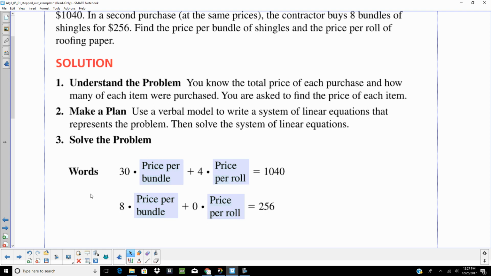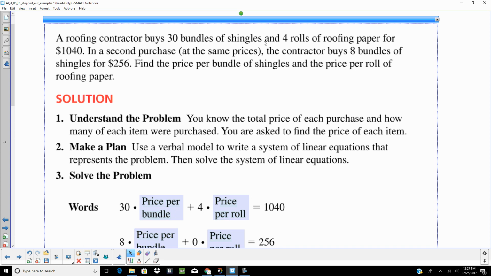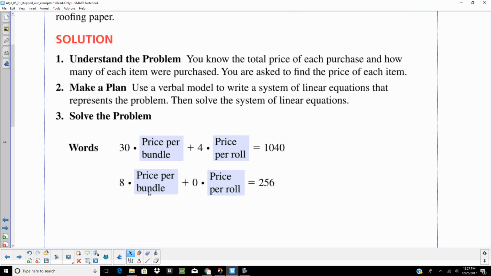So, let's go ahead and solve it. Start with those 2 equations. 30, because there are 30 bundles of shingles, plus 4 roofing paper is going to equal 1,040. And then 8 bundles plus no paper is going to be 256.